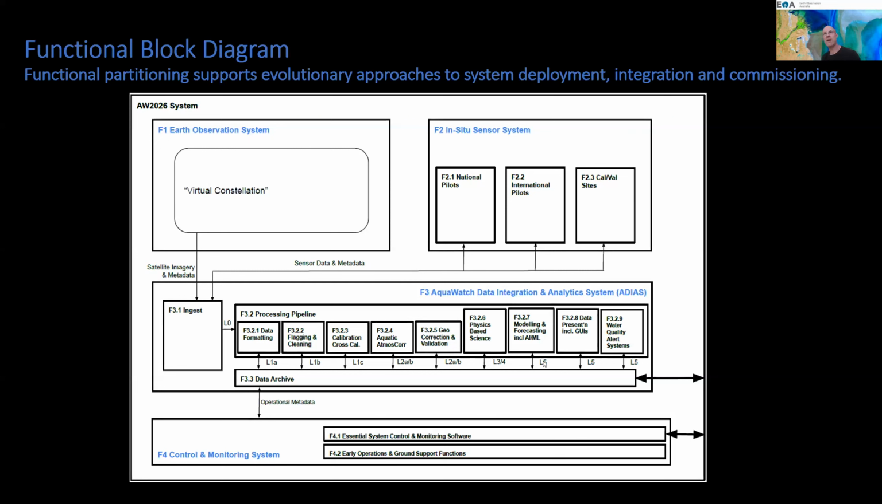Meanwhile, the data integration and analytics system, the processing pipeline, is quite complex, but something that can be developed using agile or scaled agile approaches: develop a core set of functionality and support its evolution and functional enhancements over the life of the mission.